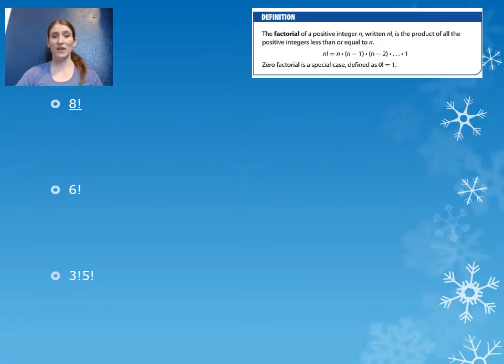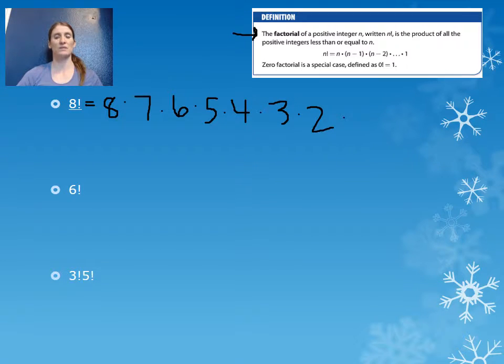Okay, so let's look at a factorial now. If I'm looking at this and I say, okay, well, I want to know 8 factorial. 8 factorial means 8 times 7 times 6 times 5 times 4 times 3 times 2 and times 1. And then you go ahead and calculate that.